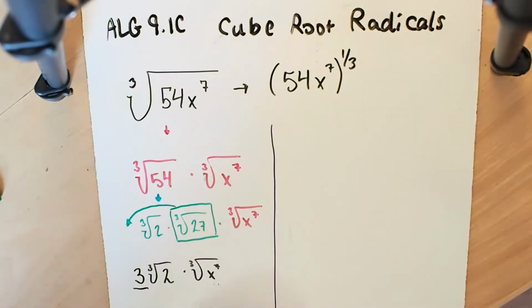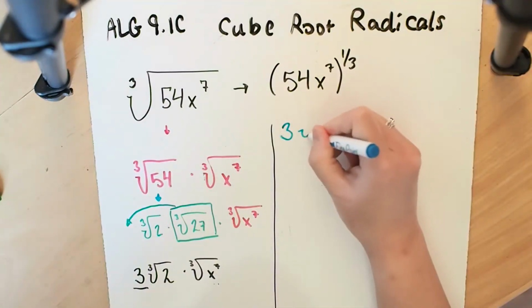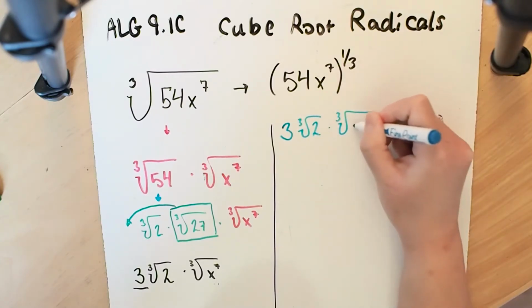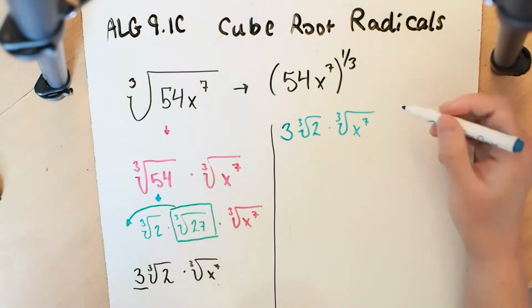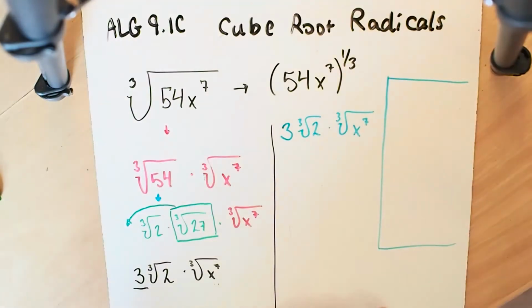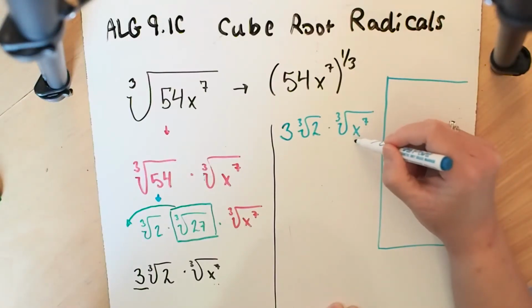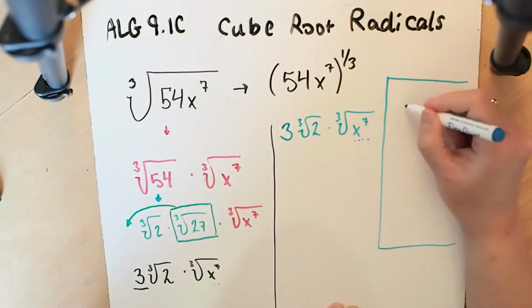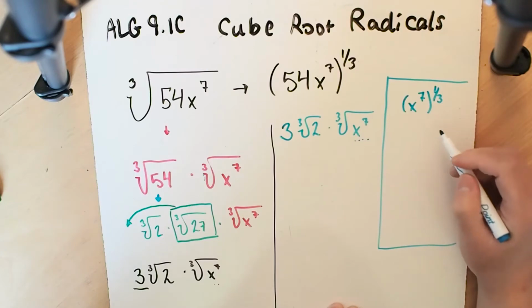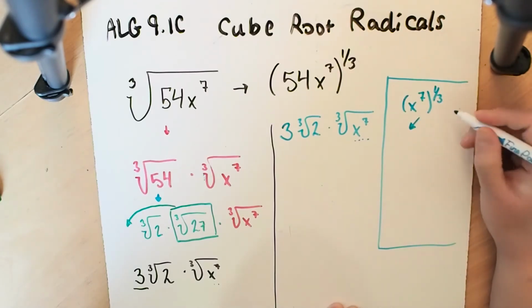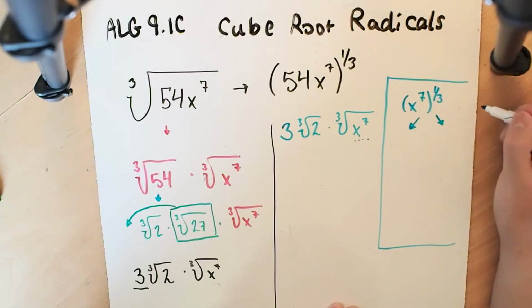So let's just go ahead and write this part which is already completely simplified, and then we'll tackle this part here. So just rewriting 3 times the cube root of 2 times the cube root of x to the 7th. But let's figure out how to simplify this part. If I remember that I can rewrite this as x to the 7th to the 1/3, I probably want to split it into 2 pieces.